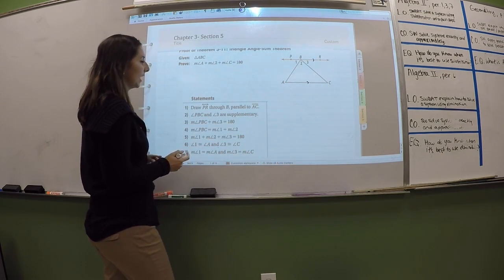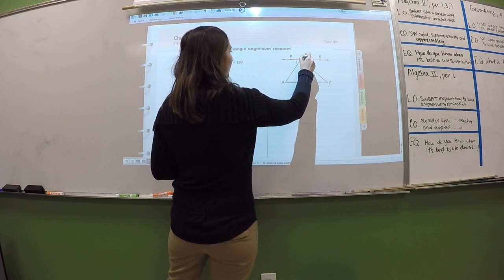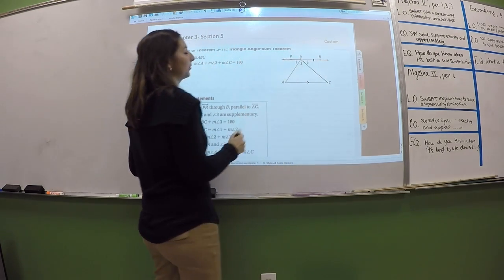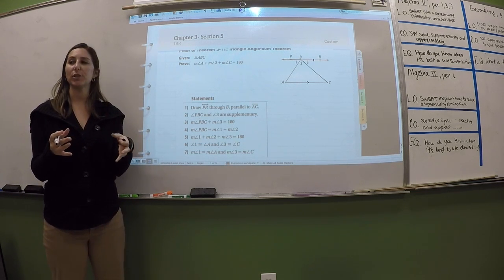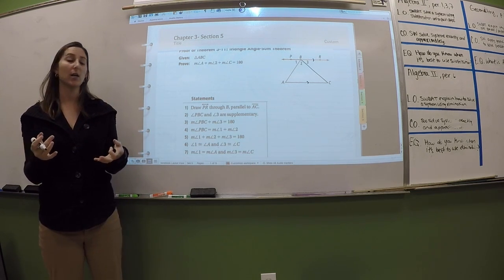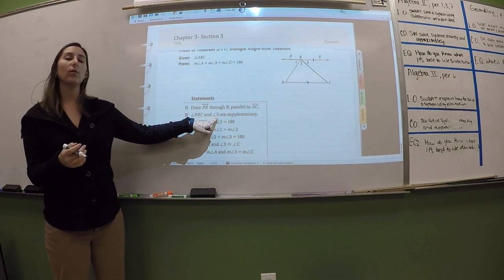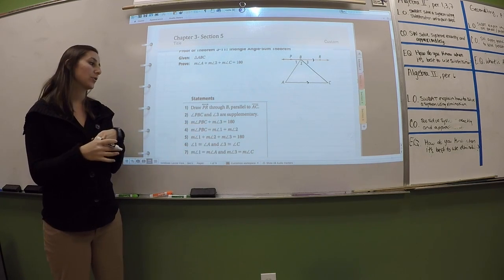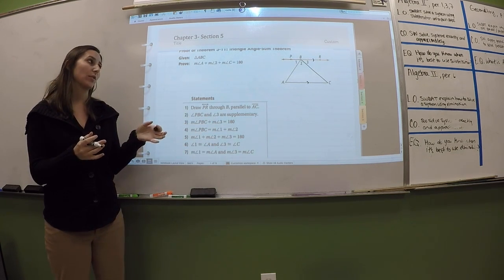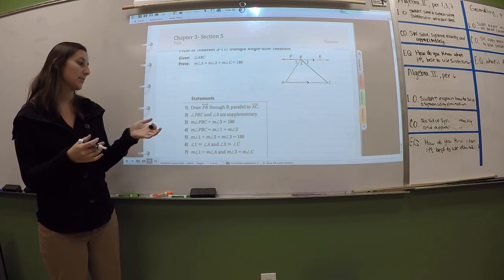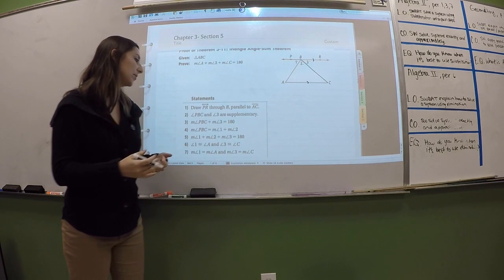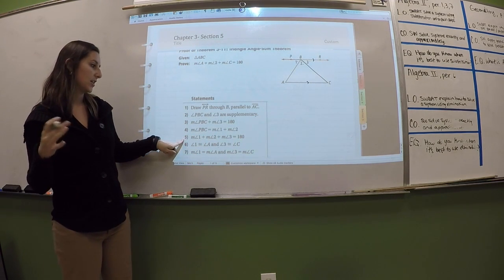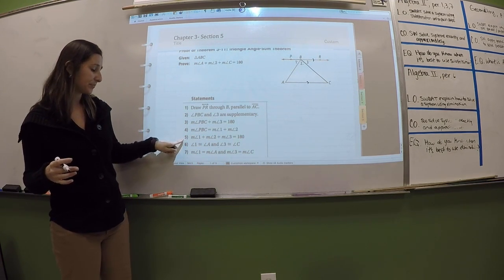So this angle BPC plus angle 3, when you add those up, is going to be 180 degrees because those form a linear pair, so they're supplementary. BPC is made up of 1 and 2, so 1 plus 2 plus 3 is going to be 180.